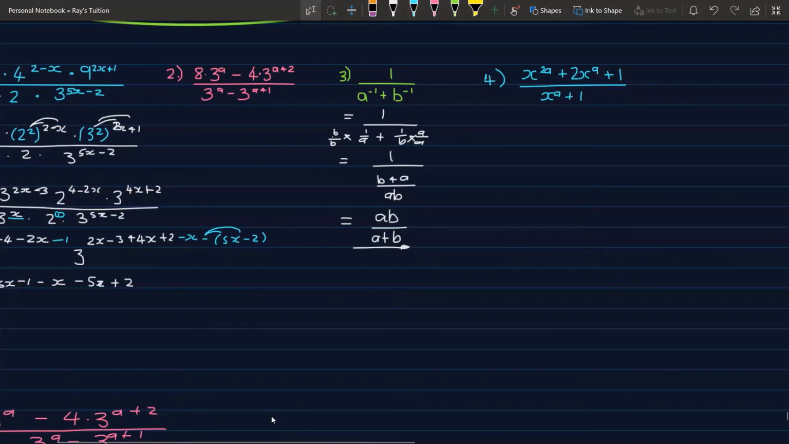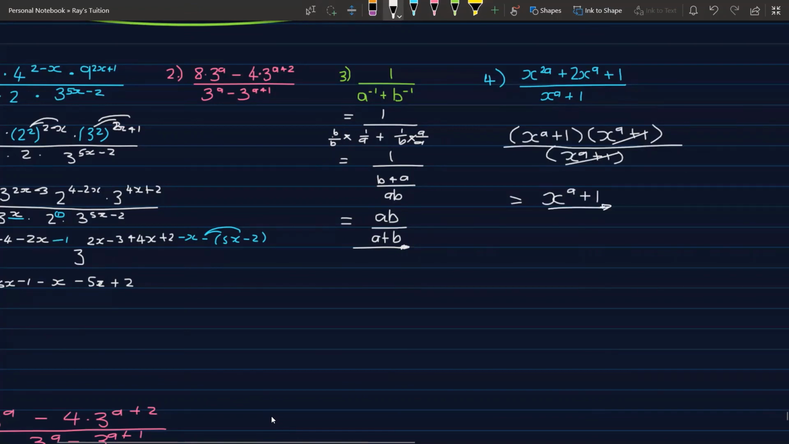Now this one here also looks a bit tricky, but if you looked at it hard enough, you'd see that the numerator is actually a trinomial and a square. So if you factorize the numerator, it's going to be x^a plus 1 times x^a plus 1 if you use your trinomial factorizing over x^a plus 1. They cancel out, leaving you with x^a plus 1.